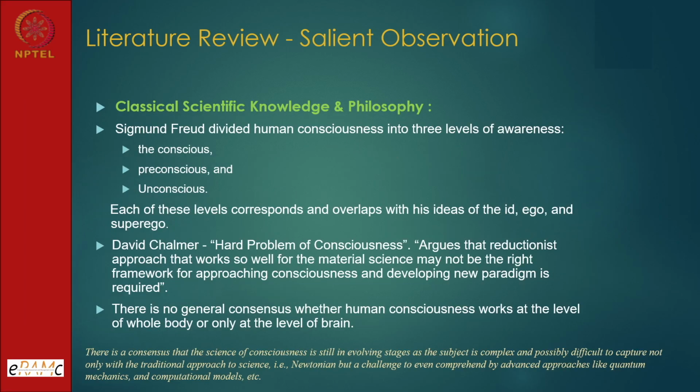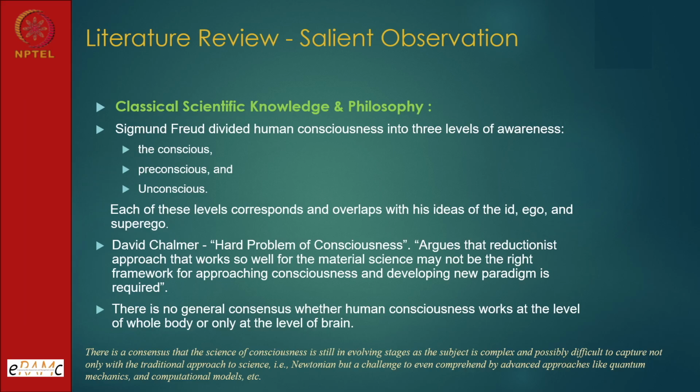Okay. Now, classical scientific knowledge. During the classical era, there was not much, only some philosophy. There was no science as an effort that had been undertaken. And Sigmund Freud was one of the few who divided human consciousness into 3 levels of awareness: the conscious level, pre-conscious level, and unconscious level. The terms are self-explanatory. Each of these levels correspond and overlap.